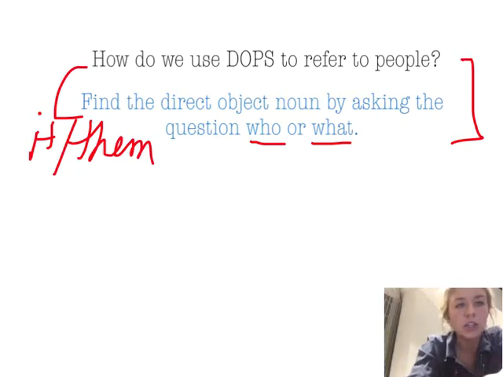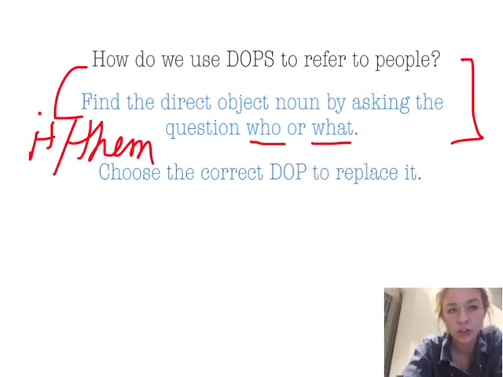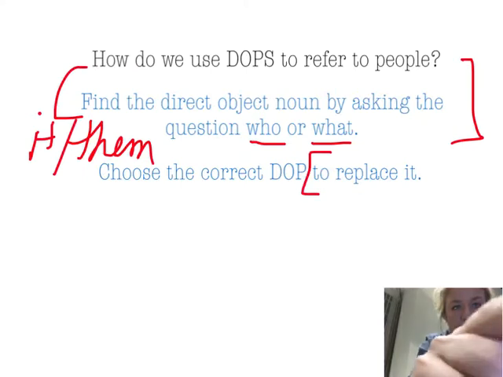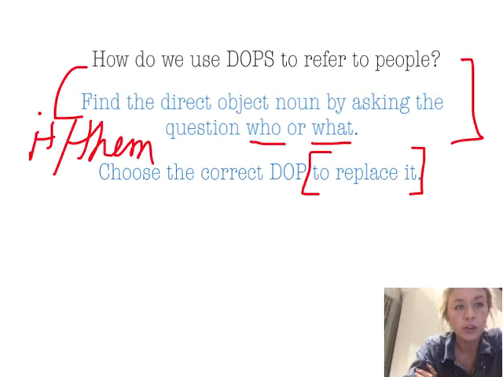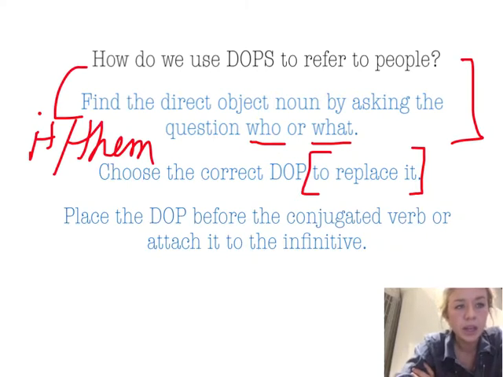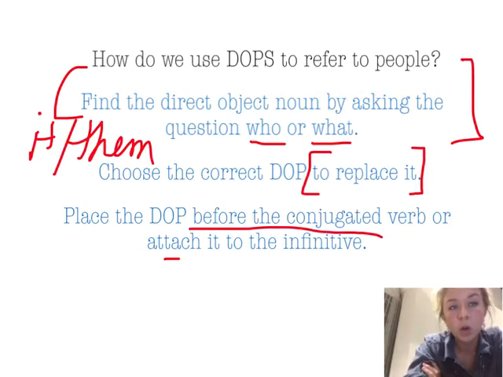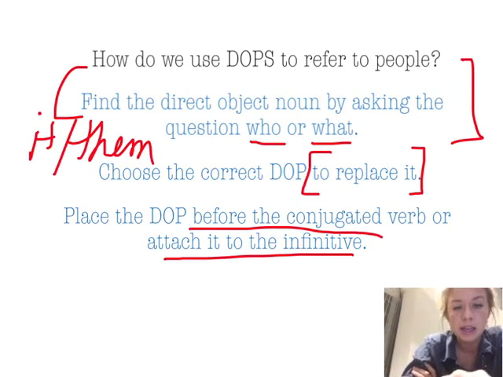The second thing you need to do is choose the correct direct object pronoun. We'll put to replace it in brackets as well. That's if you're replacing something. Sometimes you just need to figure out, okay, what goes there? It's not replacing anything, just like we did on the last page of examples. Third, you'll place the direct object pronoun before the conjugated verb or attach it to the infinitive. Those are the 2 places we said it can belong.